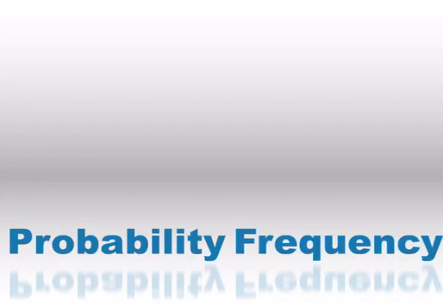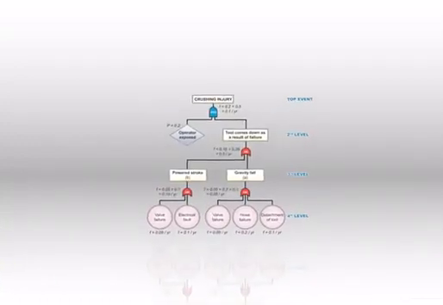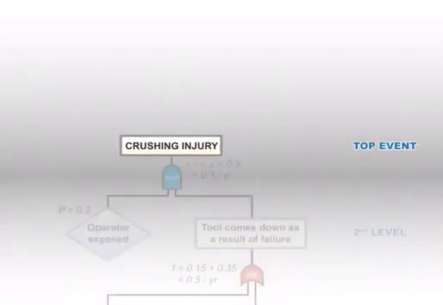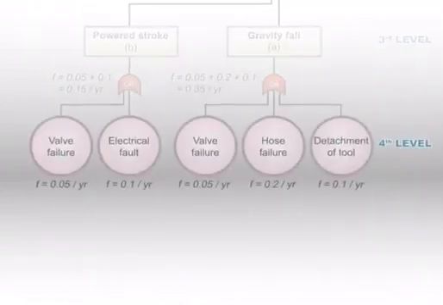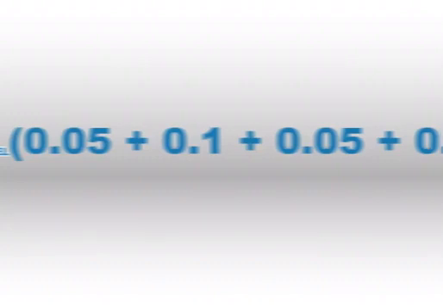One way to estimate the probability and frequency of an event occurring is to use fault tree analysis. Fault tree analysis identifies potential causes and pathways to a top event failure. And, if probabilities can be allocated to the basic events which potentially lead to the failure, the probability of that top event occurring can then be calculated.